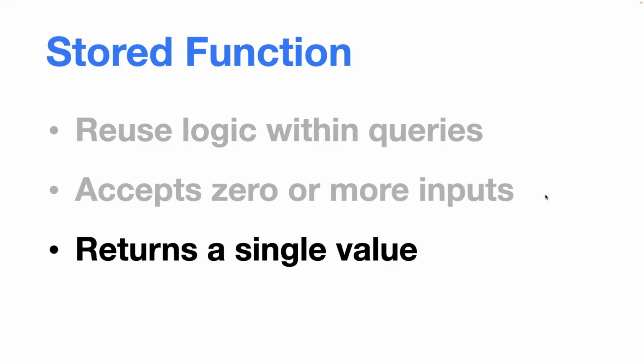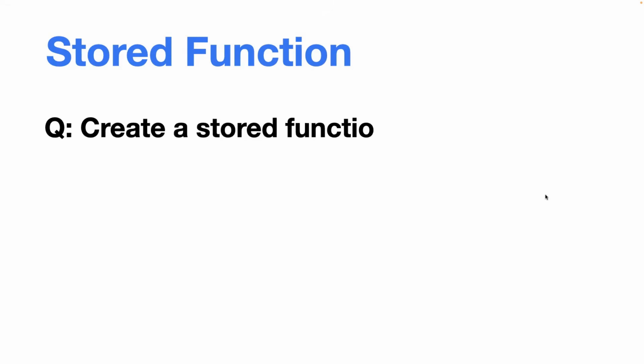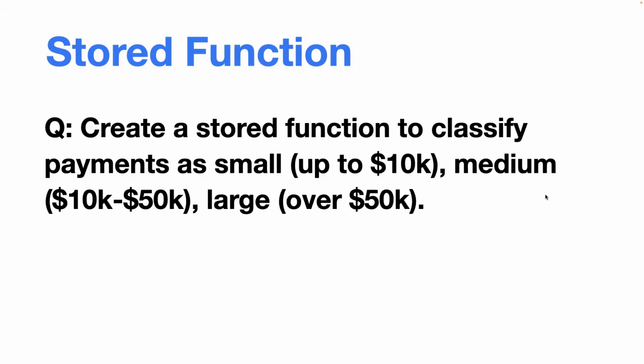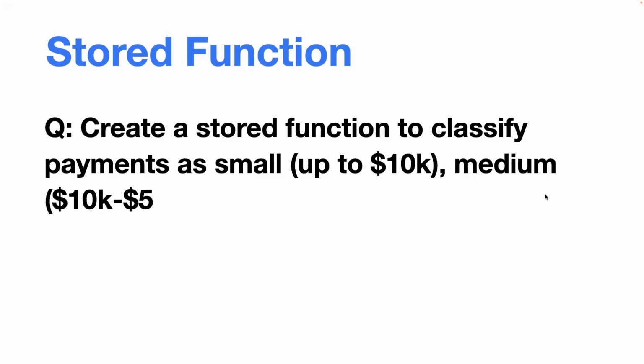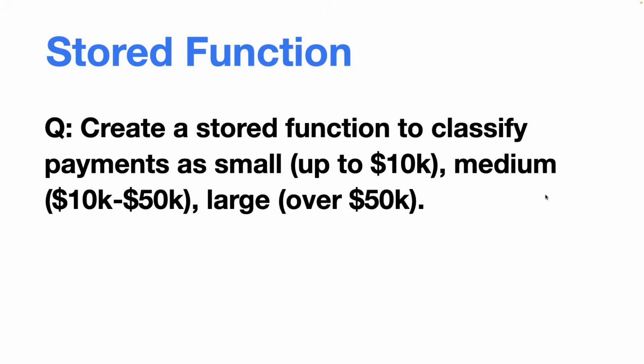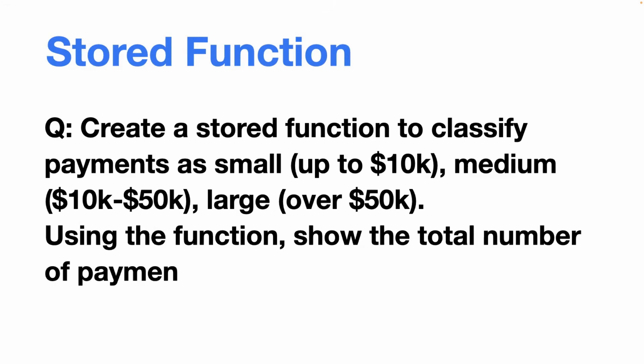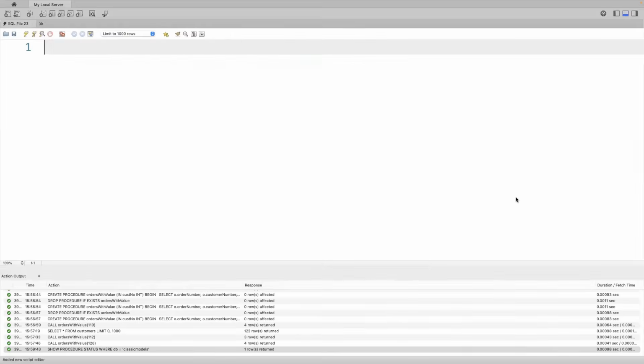Okay, so let's look at an example of a stored function. Create a stored function to classify payments as small, which are up to 10K, medium, which are $10,000 to $50,000, and large, which are over $50,000. Okay. And using the function, show the total number of payments of each type. So let's try to implement this function.